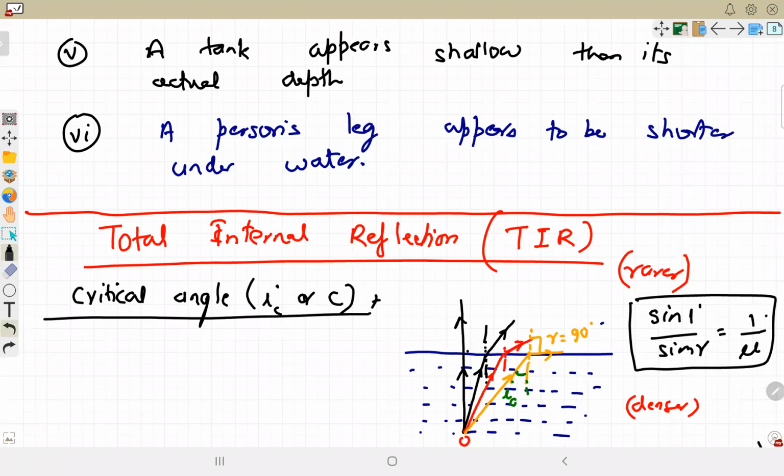मतलब सर जैसे जैसे हम आई बढ़ाते जाएंगे वैसे वैसे आर बढ़ता जाएगा, और जब वो आर 90 डिग्री हो जाता है तब उस एंगल ऑफ इंसिडेंस को हम बोलते हैं क्रिटिकल एंगल. करेक्ट. यस. If angle of incidence is gradually increased, the angle of refraction also increases, right? And the angle of incidence at which the angle of refraction is 90 degree means light emerges parallel to the boundary. That angle is called critical angle.